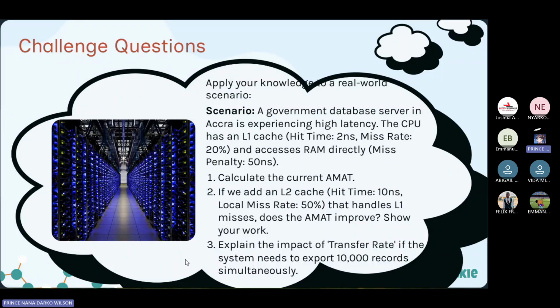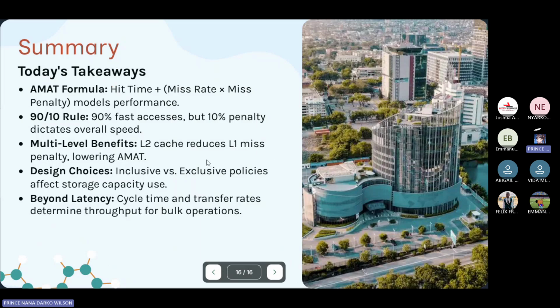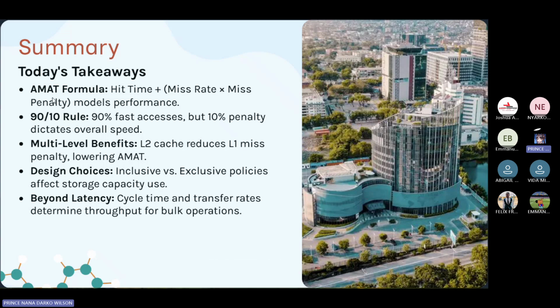Okay, so that is basically it. Here are the key takeaways from the lesson today, and I hope it has been helpful, and I'm sure you are glad you stayed. The average memory access time formula is the hit time plus the miss rate times the miss penalty, and it talks about a model's performance. And the 90 on 10 rule means 90% fast accesses, but the 10% penalty still dictates overall speed.